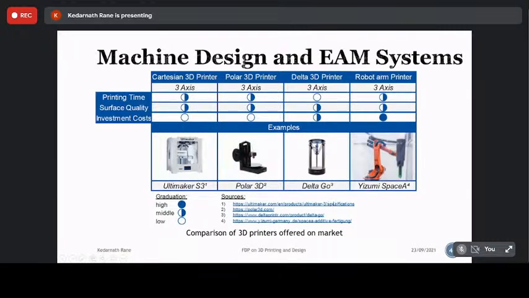But for the application that I was targeting during my previous work, I selected this Delta printer because of its own merits. Typically the printing time, because it's a very fast process, and the surface quality and investment cost are also comparable to other processes. That's why I chose it. But I used the Delta printer, the Cartesian system, as well as the robotic system to print parts using EAM technology. So let's focus on this one.